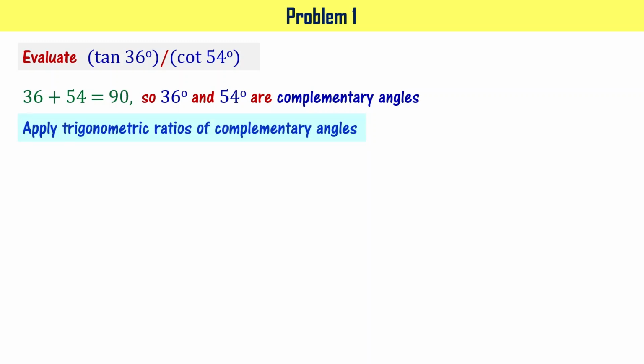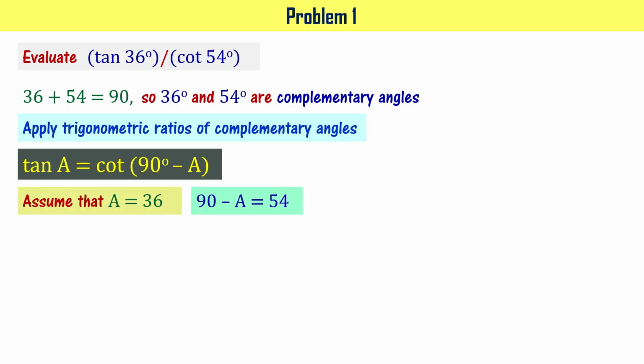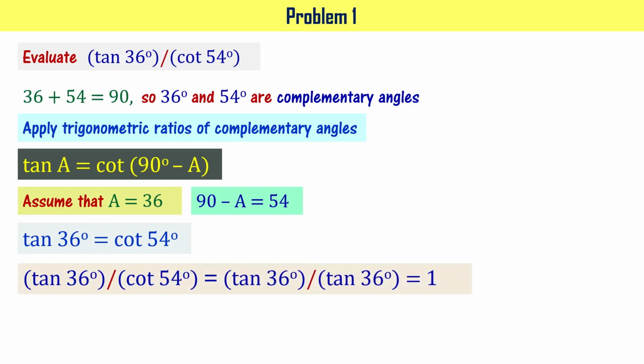Let's now apply trigonometric ratios of complementary angles. And we know that tan A can be written as cot of 90 minus A, right? If I say that A equal to 36 degrees, then 90 minus A is going to be 54 degrees, right? So tan 36 degrees equal to cot 54 degrees. Now, the given problem tan 36 by cot 54 can be written as tan 36 by tan 36, that is equal to 1, right? So to answer the problem, we say that tan 36 divided by cot 54 degrees equal to 1. Let's take a look at another problem, that is problem number 2.